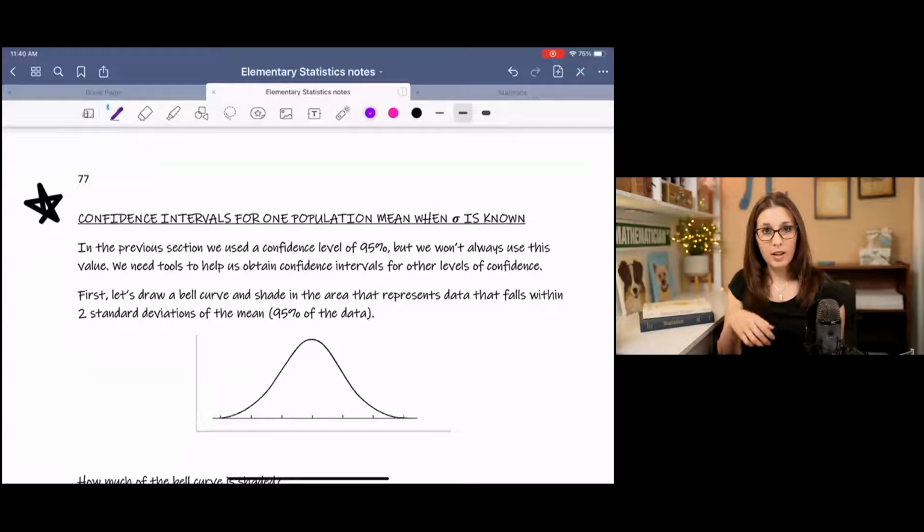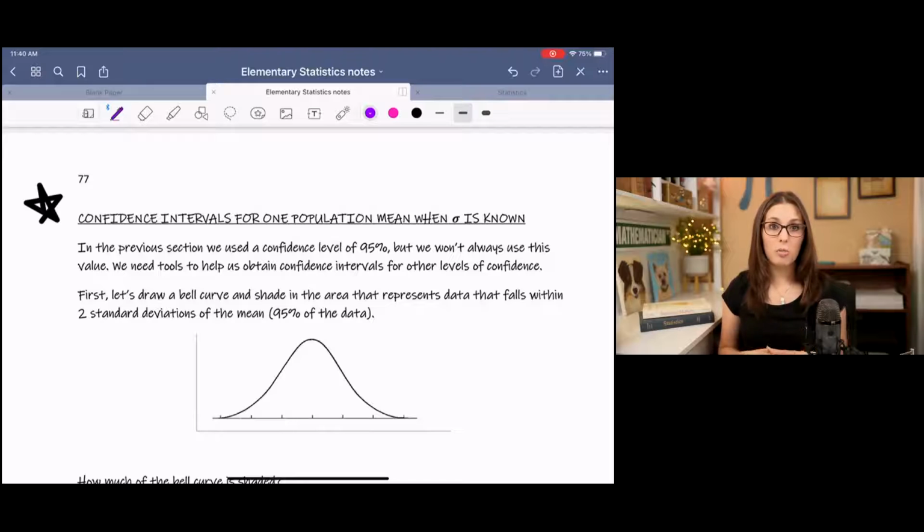Hey y'all, in this lesson, I'm going to be teaching you about the Z-interval procedure, which is a confidence interval when the population standard deviation is known. I am going to show you how to do this by hand and also using the calculator. As with most things, I really like to show you where things come from before we jump right into just using the calculator and not really thinking about it.